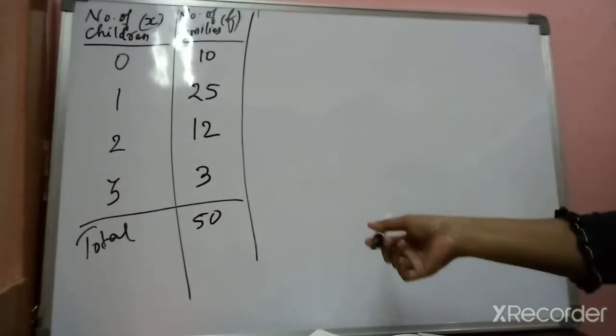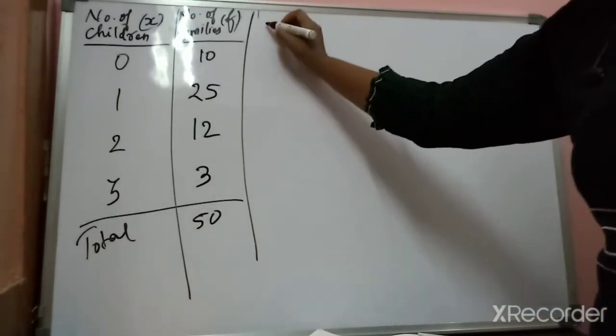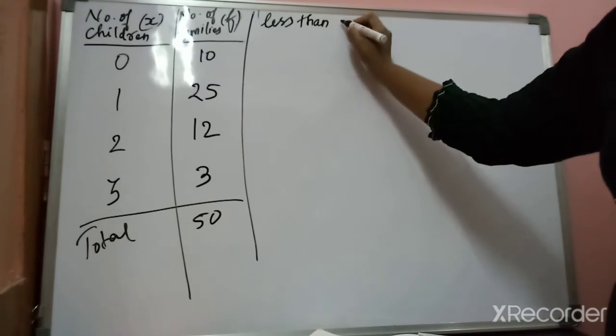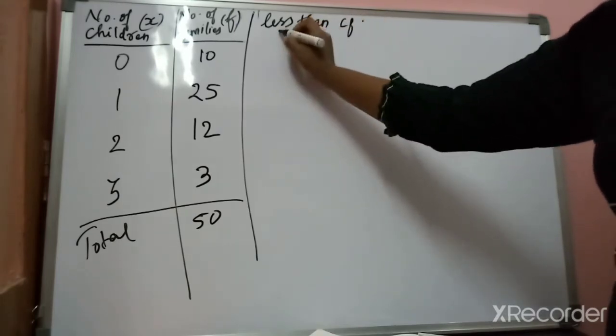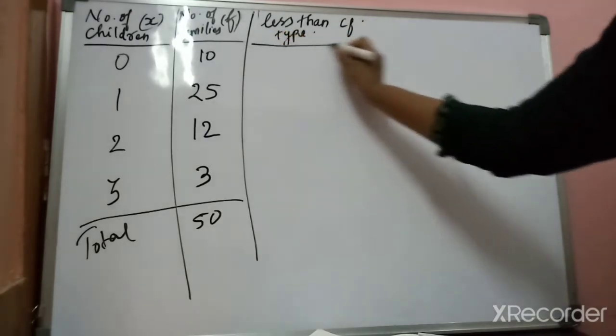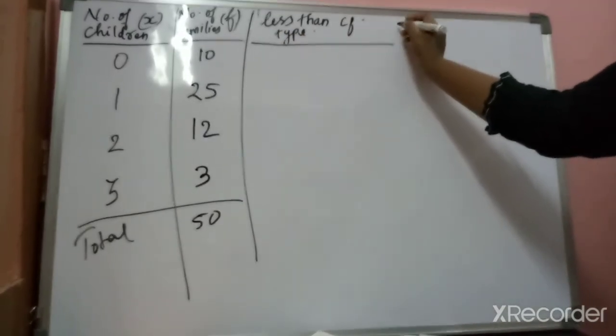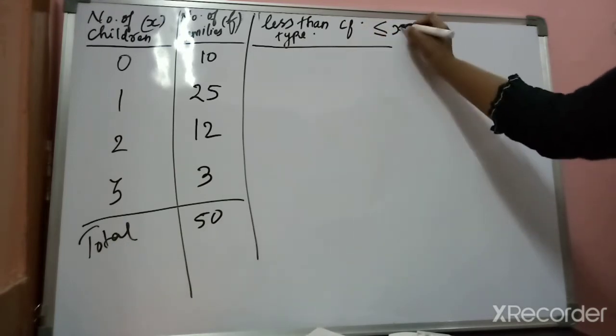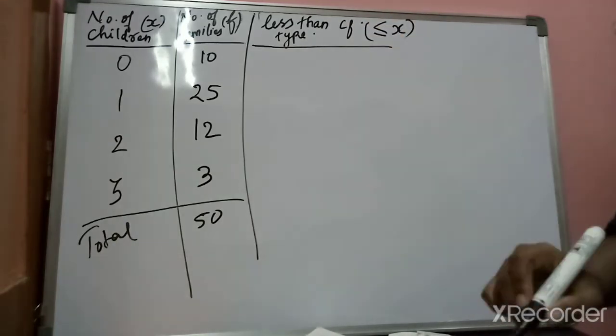Now the next column should be like this. We are finding out the less than type, so less than type cumulative frequency. CF means cumulative frequency, or else you can write it like this: less than or equal to x, in short form.